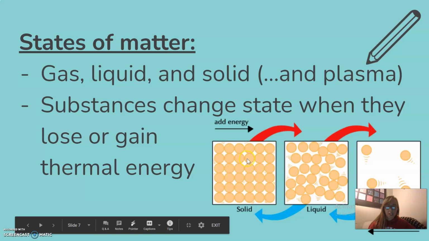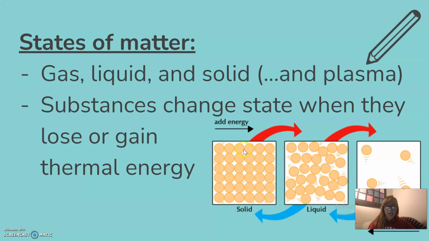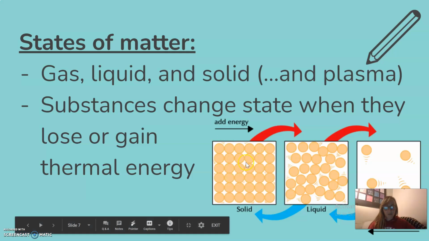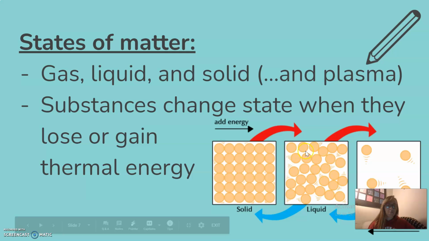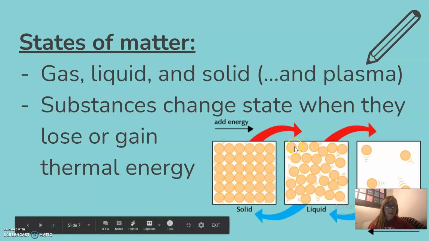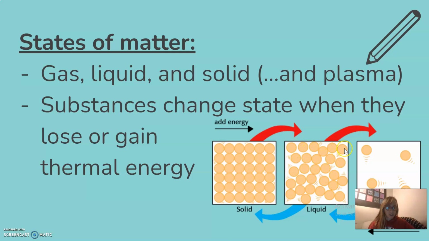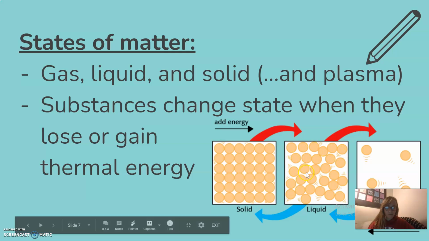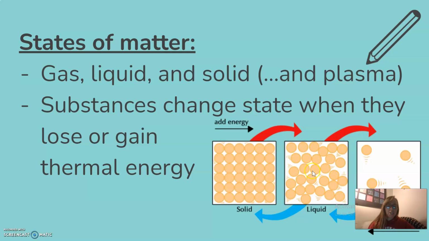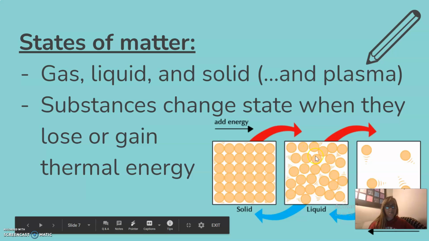This is a solid, let's say it's ice, okay? As we add thermal energy, these molecules are going to move faster and faster and faster until they eventually turn into a liquid. They melt. And then you can see that these molecules have some movement parts on their diagram. So these molecules are moving faster than they were when they were a solid because they have more thermal energy and more kinetic energy as a result.